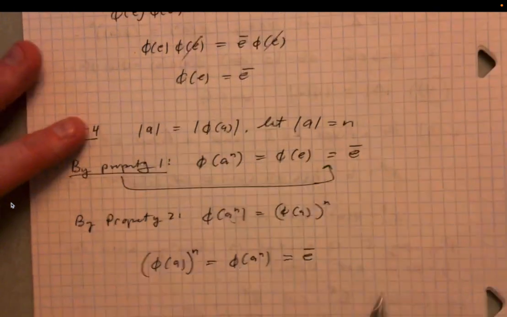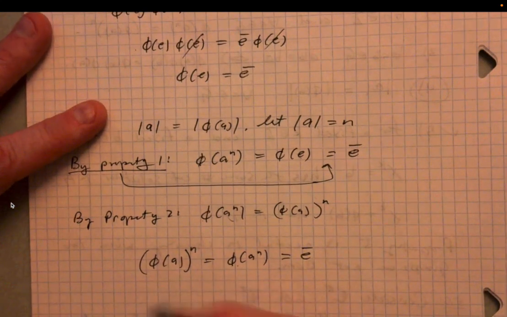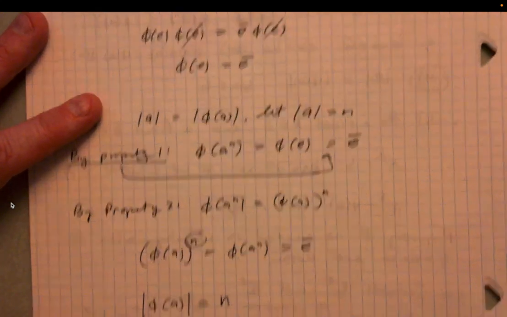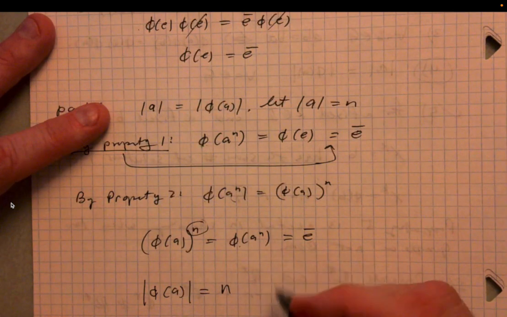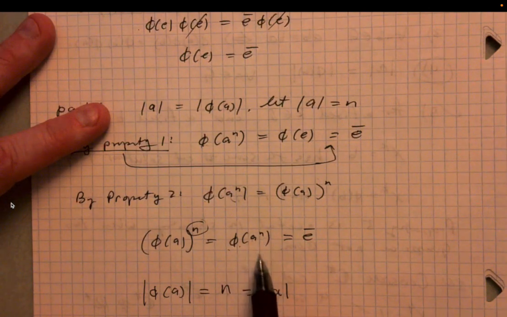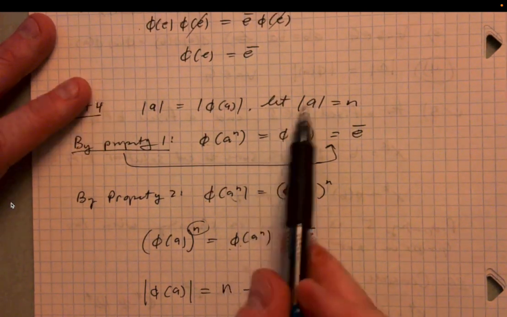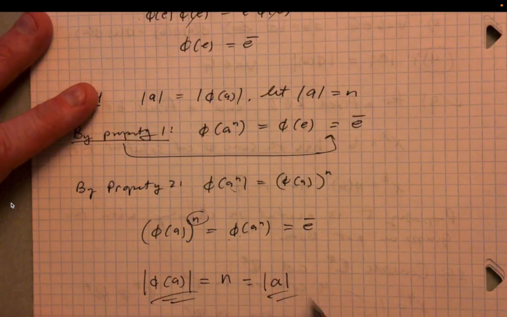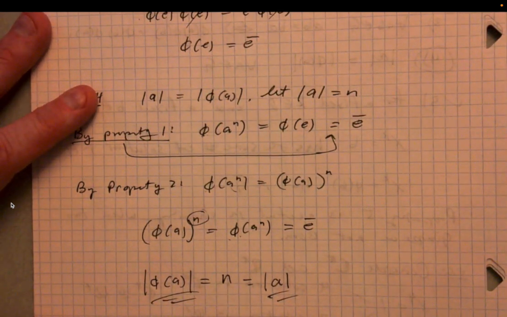Okay, so both of these are equal to E bar, and this is the order. This implies that the order of phi of A is equal to n, because of the n. And you also have the same thing here. The order of A is equal to n because this goes to E. Well, we assume the order of A is n. So this is equal to this, which is what we needed to show.